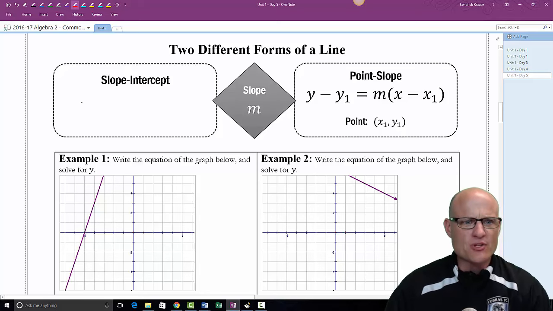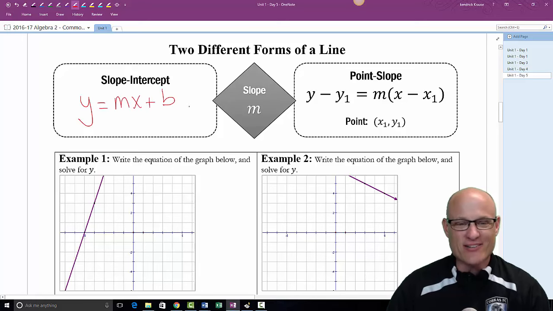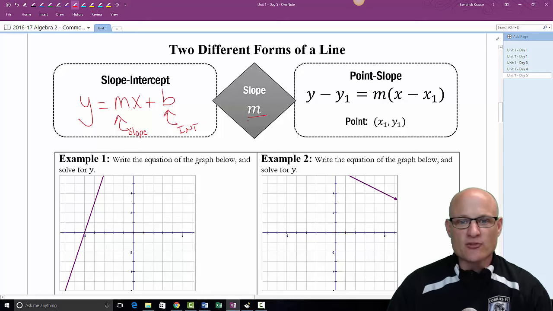All right, slope-intercept. That's just y equals mx plus b. Why is it called slope-intercept? Because this is the slope and this is the intercept. Now, you've done that a gajillion times. That's no big deal. Slope is m.